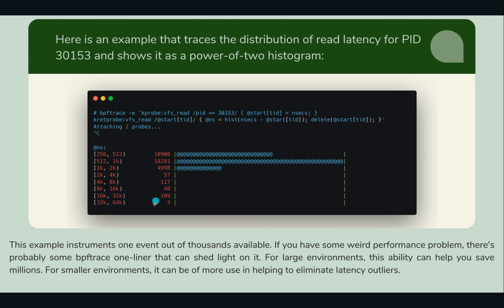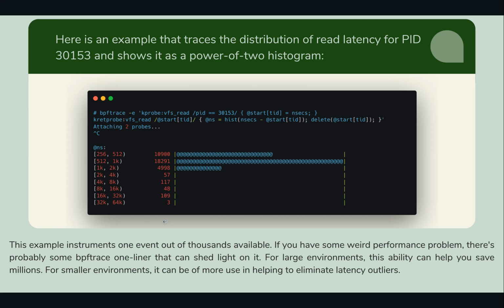So if most of the occurrences are within 1000 nanoseconds, it's fine, and the read function seems to be working well. But what if there are many occurrences in the 16K to 32K nanosecond range? That means there's a problem with the read function. It is taking too much time to complete. This is how we can find discrepancies in read latency.